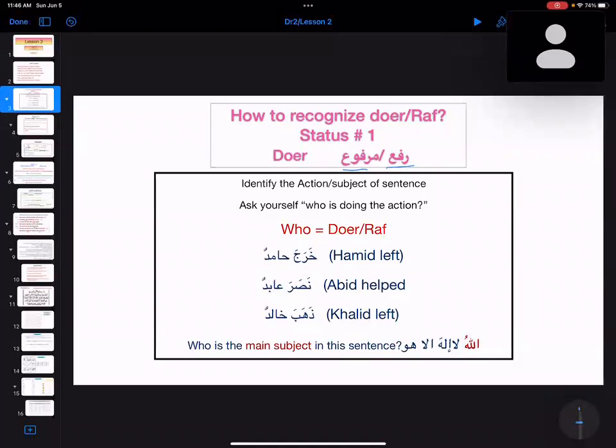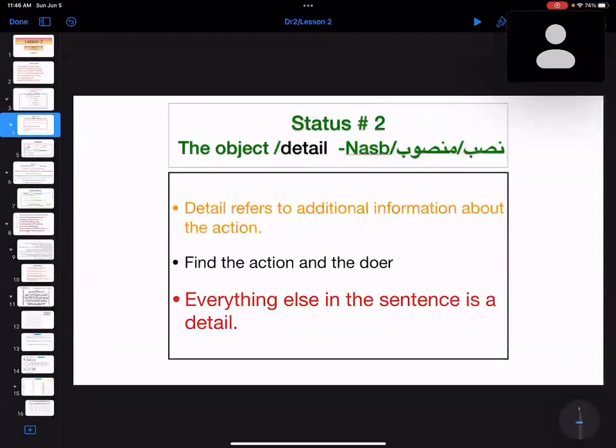So, and then we have nasab or mansub. So this is basically going to be the object or the detail of the action. How we are going to figure it out?